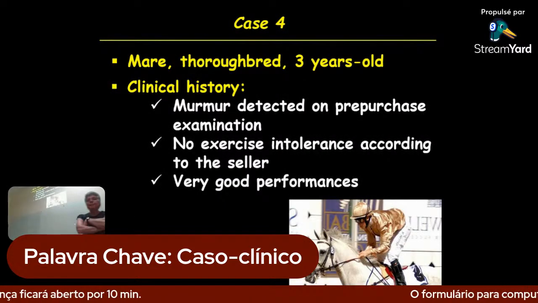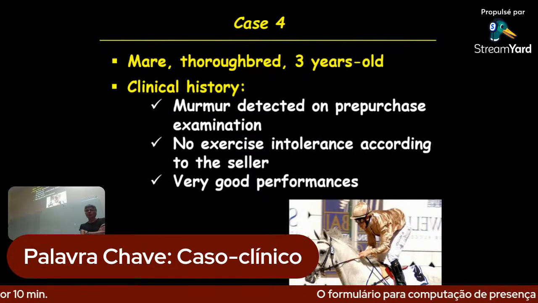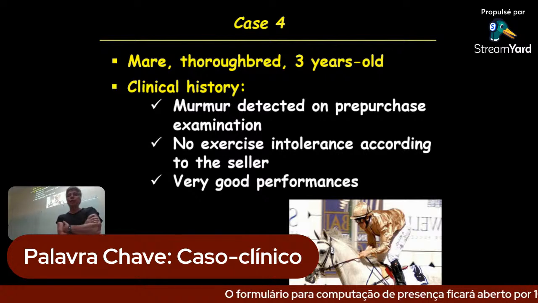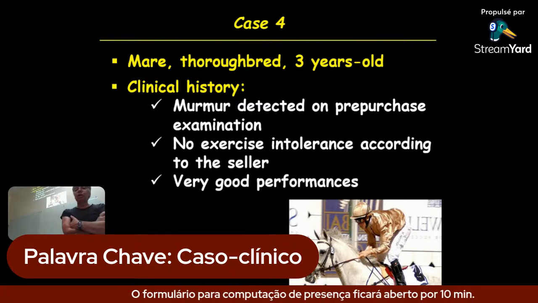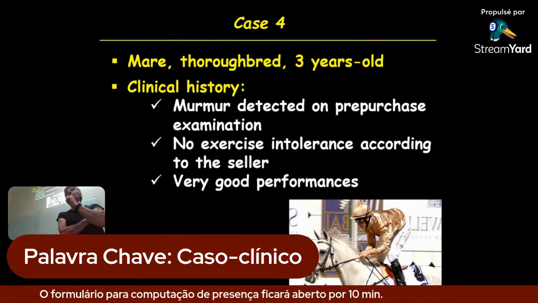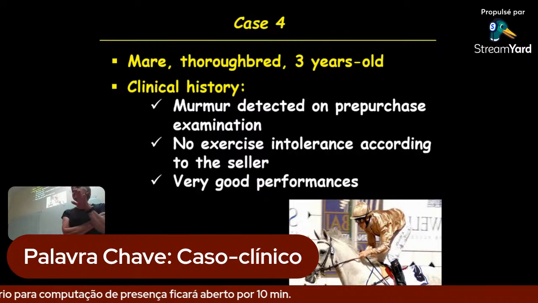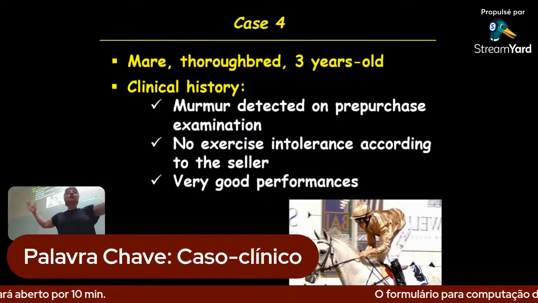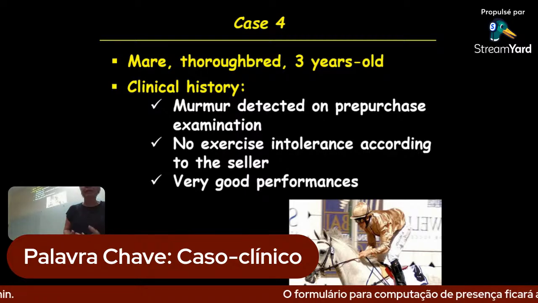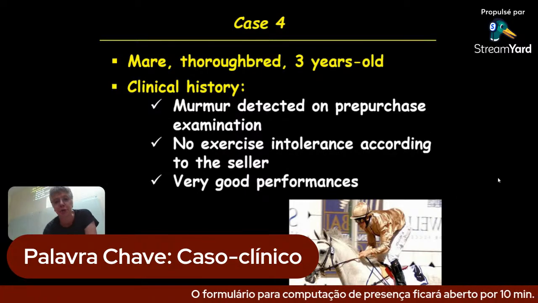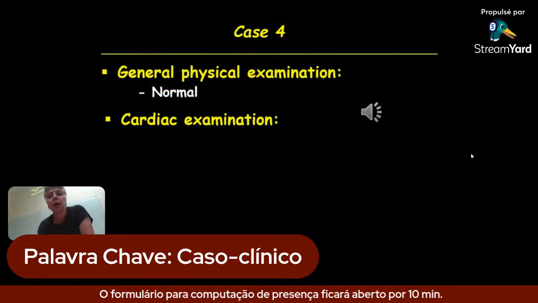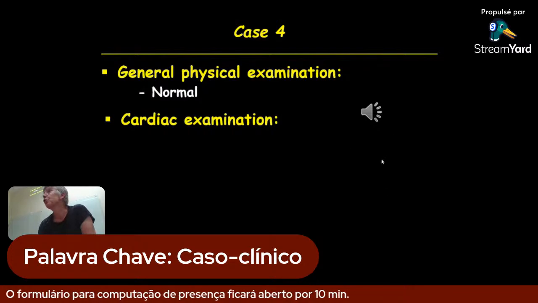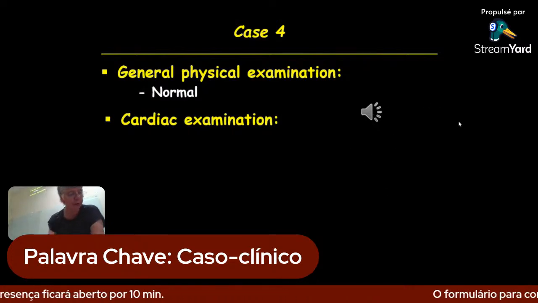Case 4. Okay. It's a thoroughbred mare, 3 years old. She is doing racing. Okay, no exercise intolerance. It's a good mare, but you see the horse in the context of a pre-purchase examination. Clinical examination, of course, is normal. Okay, and you have this kind of murmur.